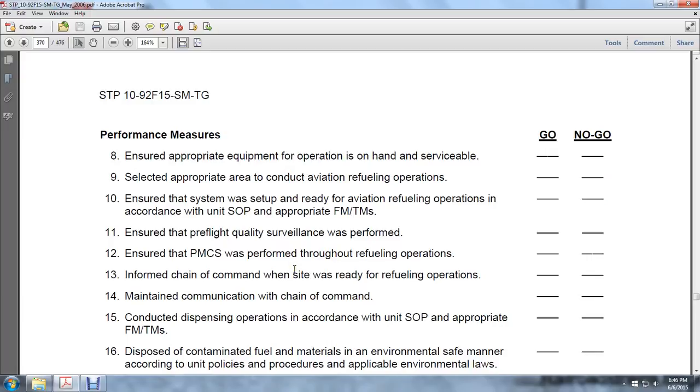11. Ensure pre-flight quality surveillance was performed. 12. Ensure preventive maintenance checks and services were performed throughout refueling operations. 13. Inform the chain of command when the site is ready for refueling operations. 14. Maintain communication with the chain of command. 15. Conduct dispensing operations in accordance with the standard operating procedure, appropriate field manuals, and technical manuals.